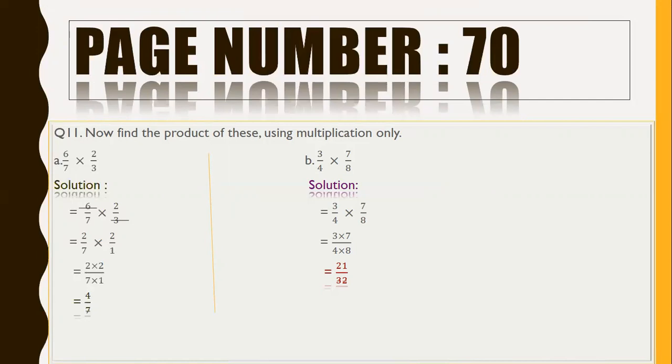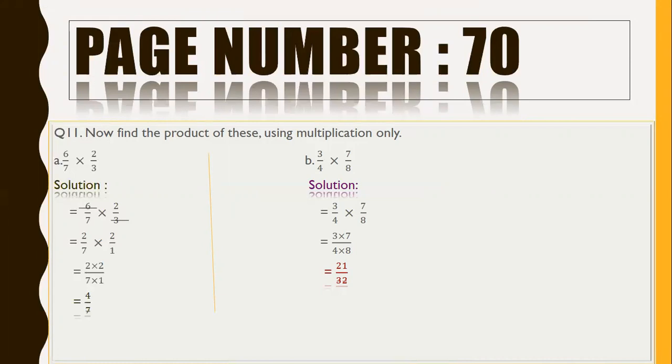The next part is 3 over 4 multiply 7 over 8. In this part there is no cancellation, because we cannot cancel 3 with 4 and 7 with 8, or 7 with 4 or 3 with 8. So it means that we only multiply numerator with numerator and denominator with denominator.